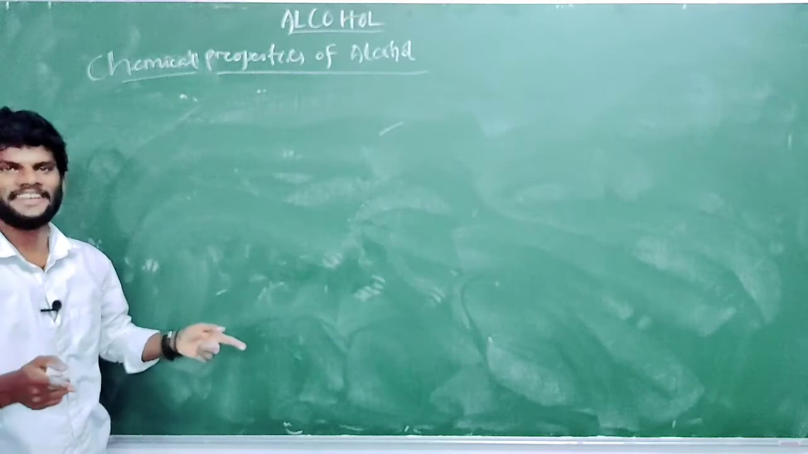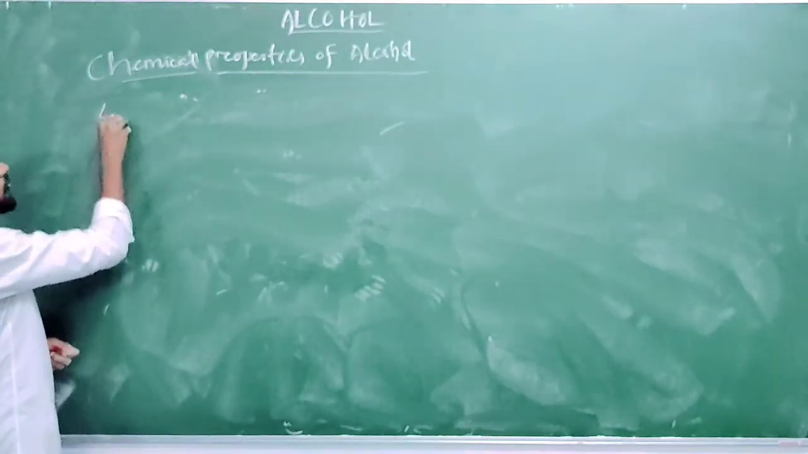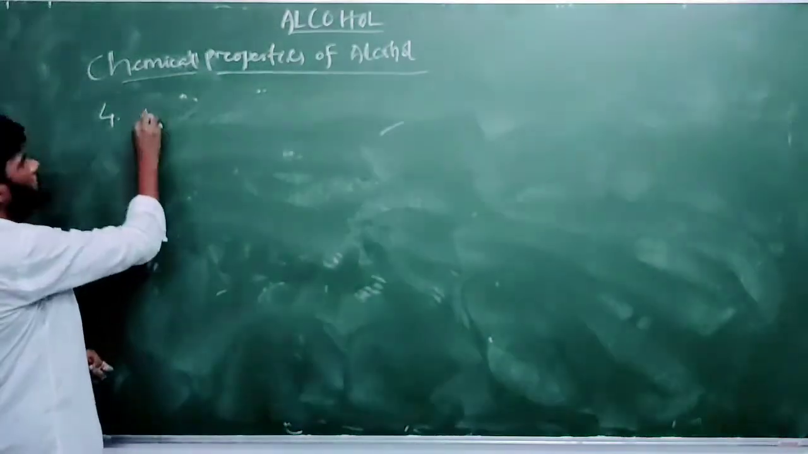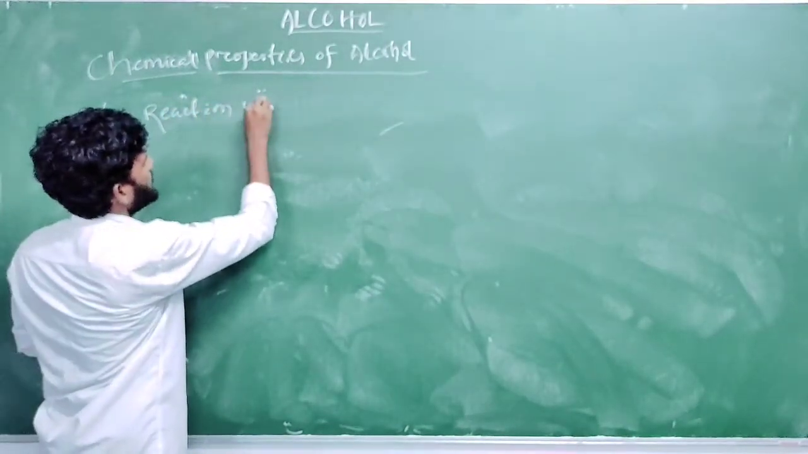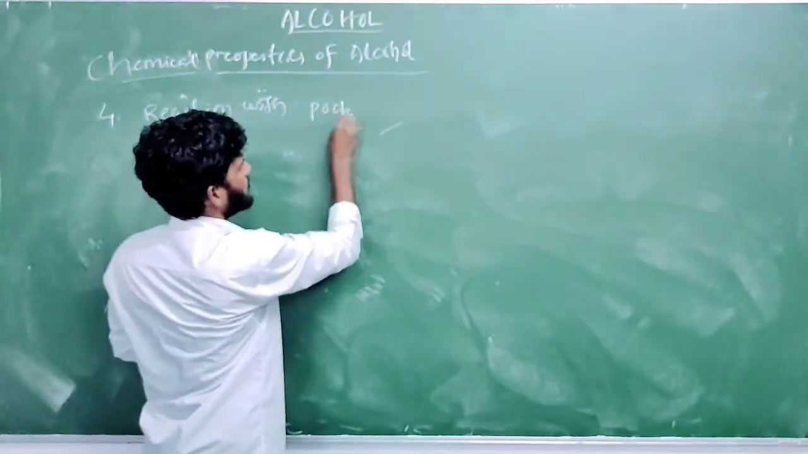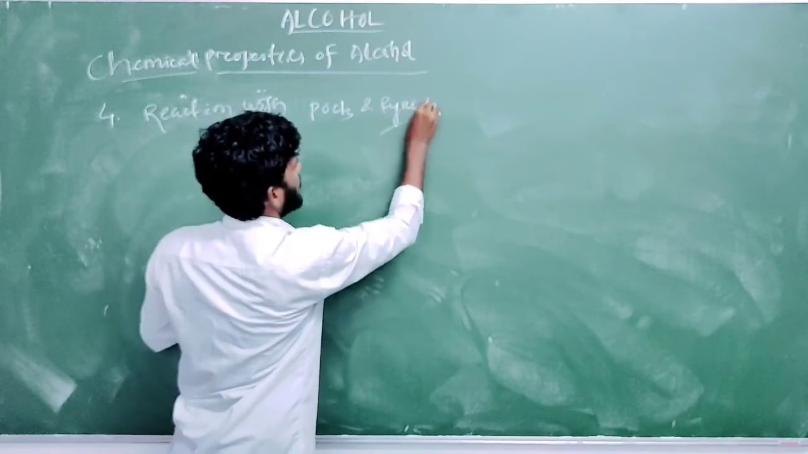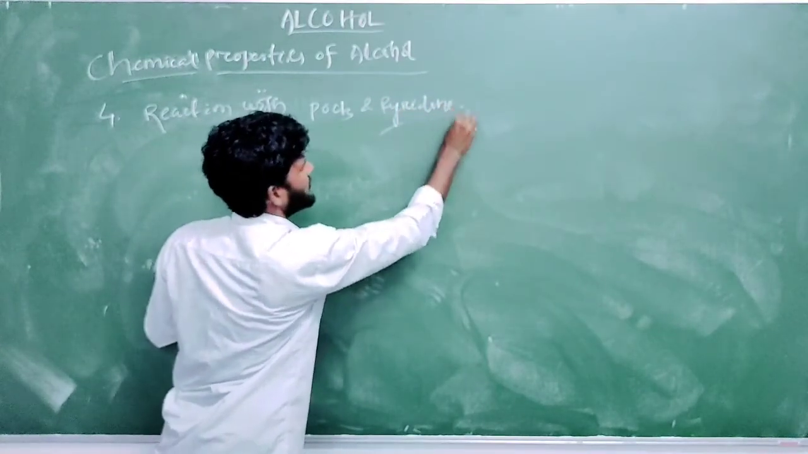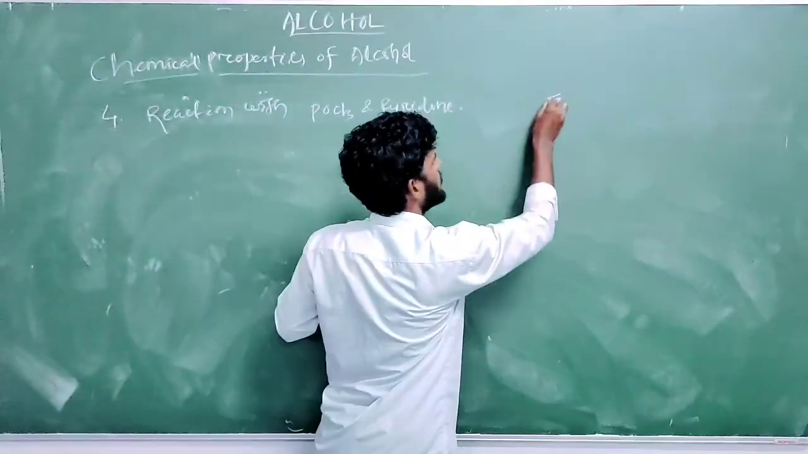So coming to the next reaction that alcohol can undergo, number 4. Number 4 is the reaction with POCl3 and pyridine. What is the role of pyridine here? Pyridine here is a base. All of you know the structure of pyridine.